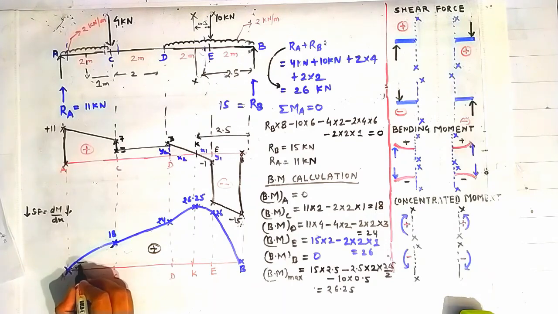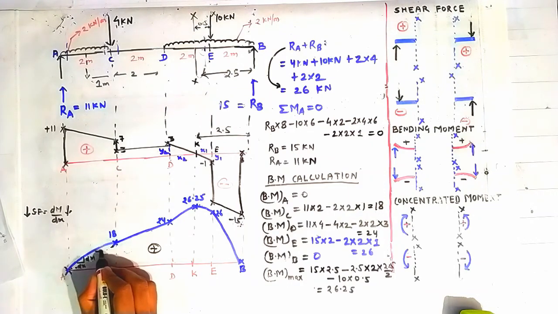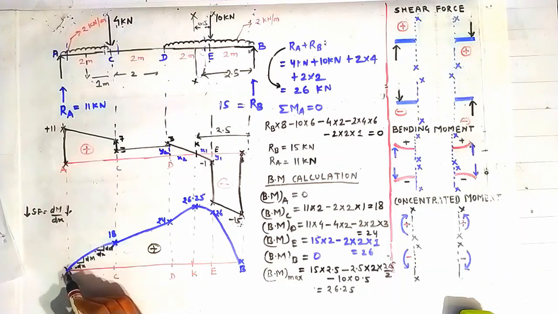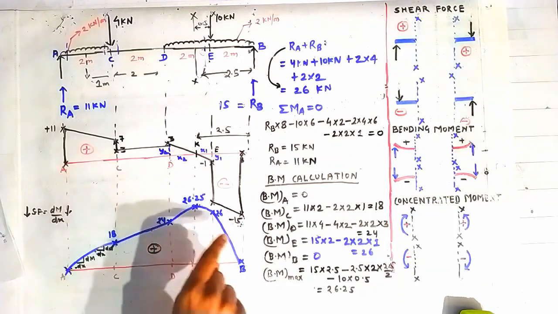Suppose this is the distance dx, and this length will denote dM. Similarly, draw the same length dx element here, then the dM element will be this. So the length of this dM is decreasing. See, this length is more than this length, so dM by dx is decreasing as we go from A to C. Similarly, you can conclude for all these things.